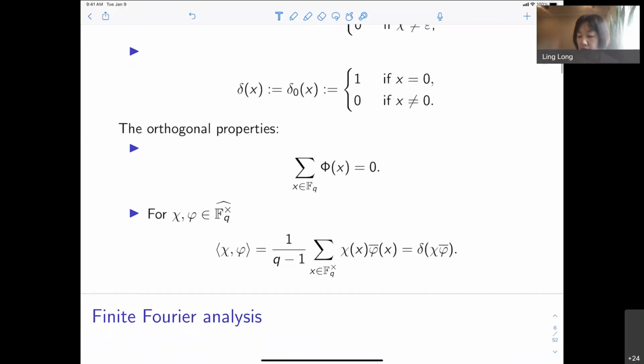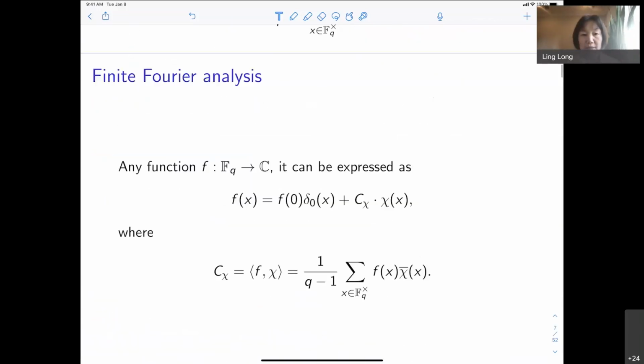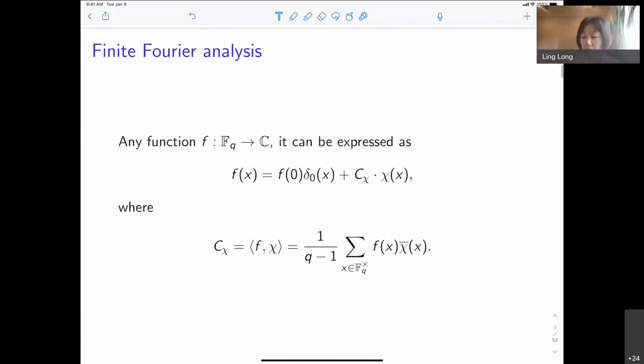So this is convenient when we get to finite Fourier analysis. Basically, if we have a function from the finite field to C, you can write it as the following, because a basis for all such functions from F_q to C can be written in terms of the delta function as well as all the multiplicative characters. So you write down the value at 0 with the delta function, and for the coefficient in front of each multiplicative character, you compute the inner product of your function with the corresponding multiplicative character.